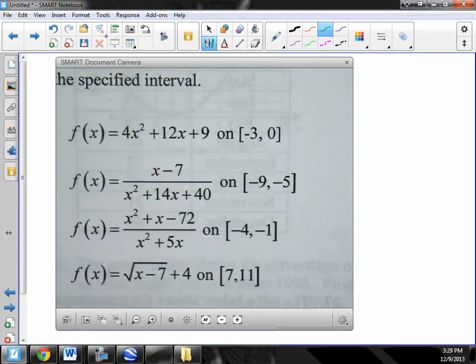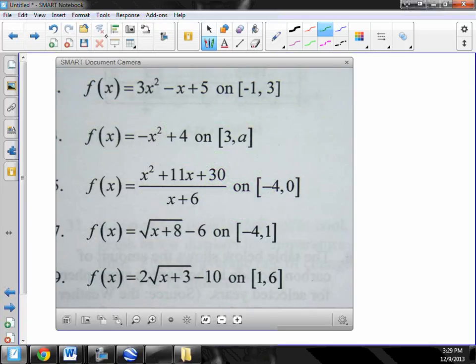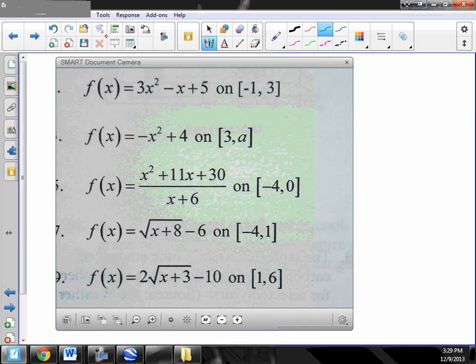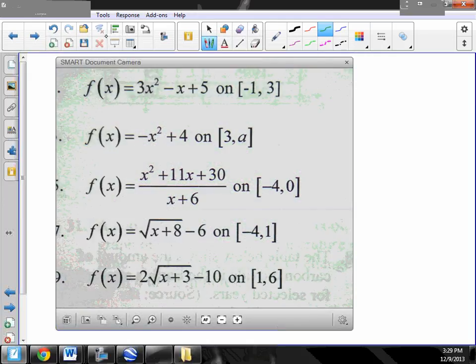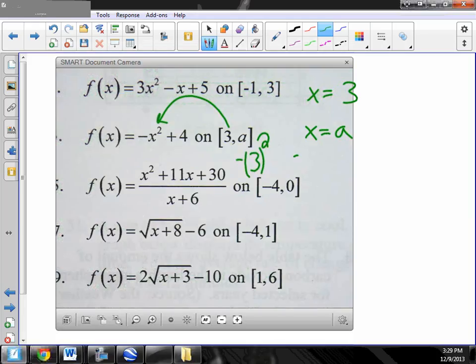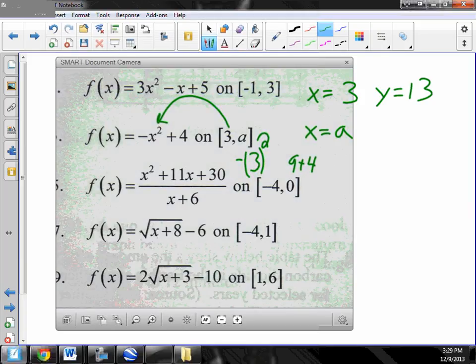Number 3, they try to be really tricky on you. And they say, okay, here's the function. Start at 3 seconds and end at a seconds. And we can be sure that a is bigger than 3, not that it's going to matter much. So my first x is 3, and my second x is a. So I plug in 3. Negative 3 squared, 3 squared made negative, is -9. -9 plus 4 is -5. So 3 comma -5.